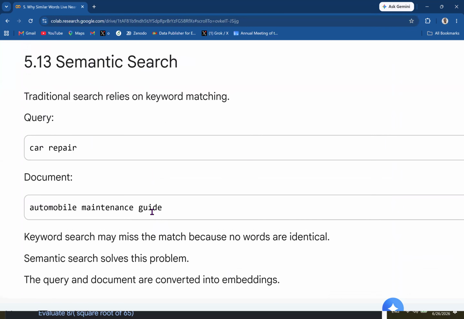Then we have semantic search, right? Traditional search relies on keyword matching. Imagine a query, car repair, and you have a document, automobile maintenance guide. Keyword search may miss the match because no words are identical.